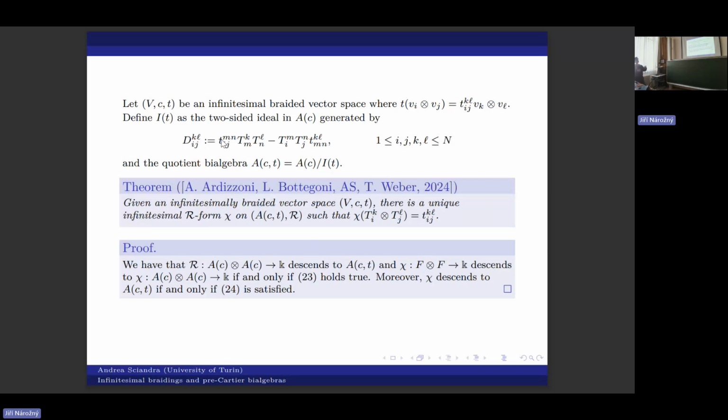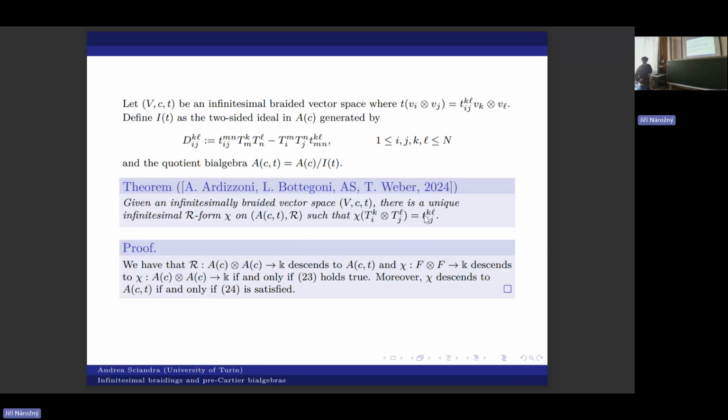And so this AC/T is a bialgebra. So this quotient of AC with IT is a new bialgebra ACT. And now on this, if we start in fact with the infinitesimal vector space, we have a unique infinitesimal R-form defined on generators in this way. So as before, but now we consider the coefficients of T and we don't flip the order of the indices.